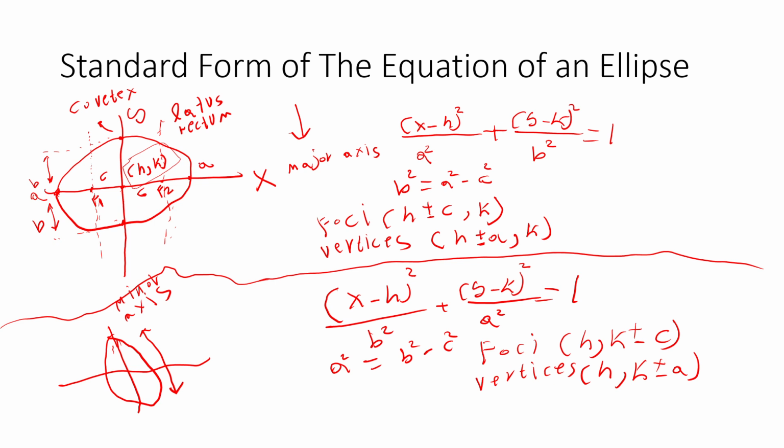Parameter a, which is on the major axis. a is basically the distance from the center to the vertex. And we have parameter c, which is the distance from the center to the focus. And we have the parameter b, which is the distance from the center to the co-vertex.